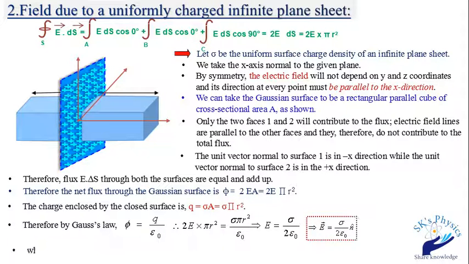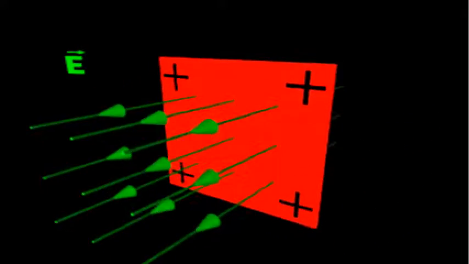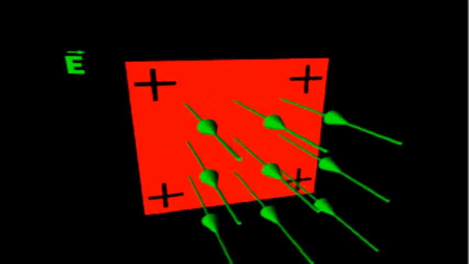This implies vector E is equal to sigma upon 2 epsilon 0 n cap, where n cap is vector normal to plane and going away from it. Here is the plane sheet and the direction of electric field lines.